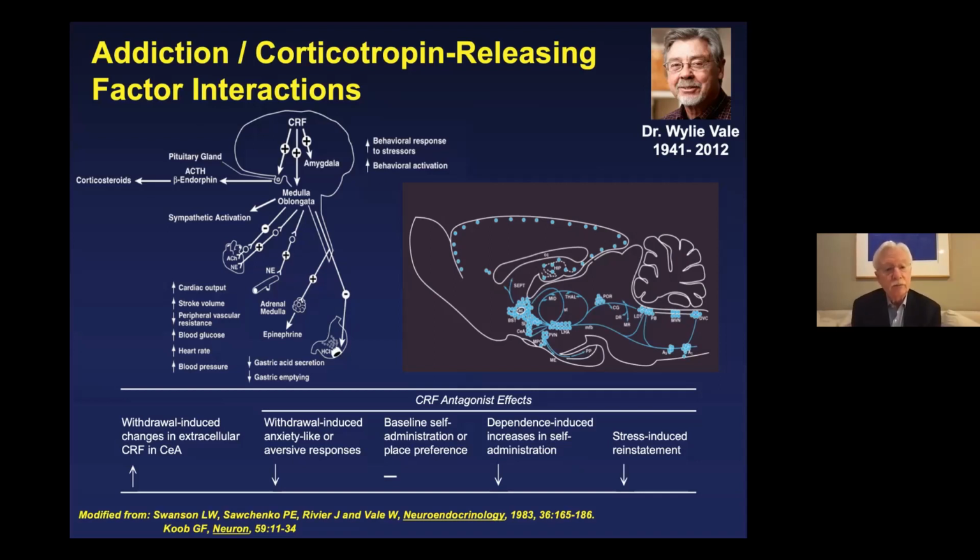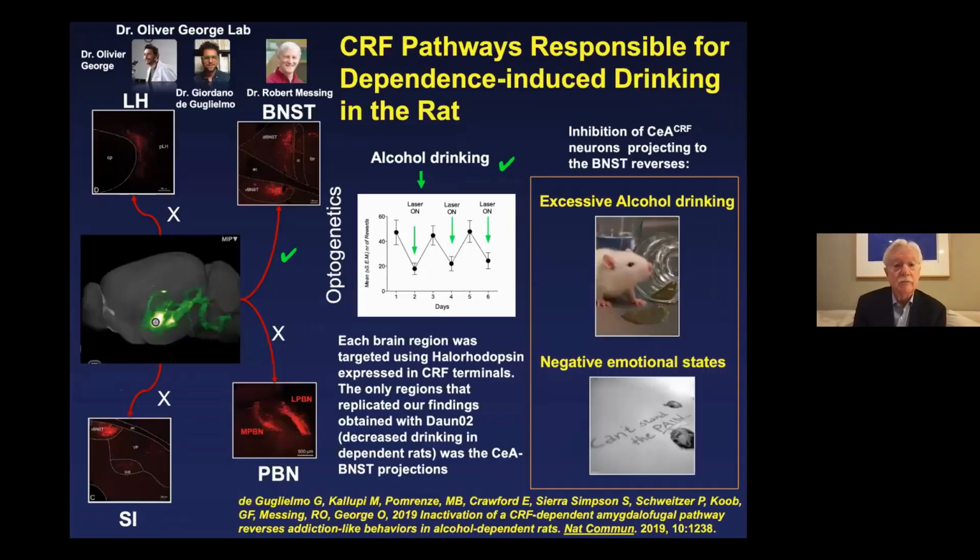And subsequently, there has been a series of studies showing that alcohol withdrawal decreases dopamine but increases CRF in the central nucleus of the amygdala. And CRF antagonists in animal studies can reverse withdrawal-induced anxiety-like responses, can reverse dependence-induced self-administration of alcohol, as I showed you earlier, and can reverse stress-induced reinstatement in animal models where stressors are used to reinstate drug-seeking behavior.